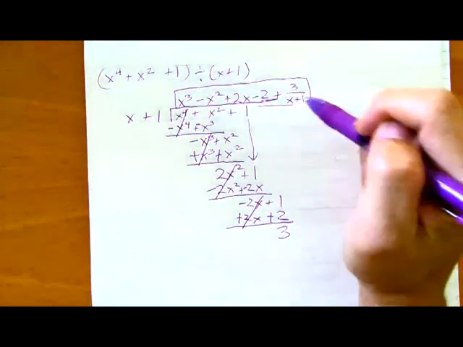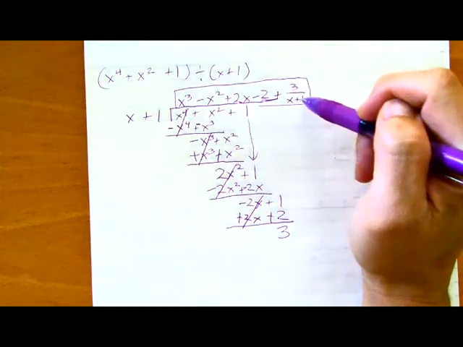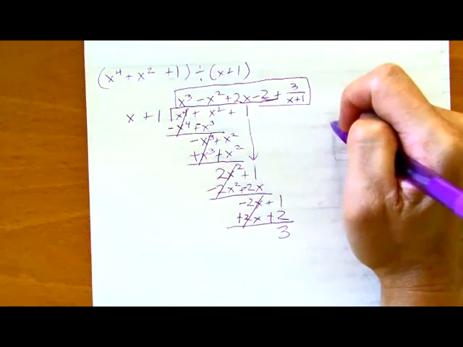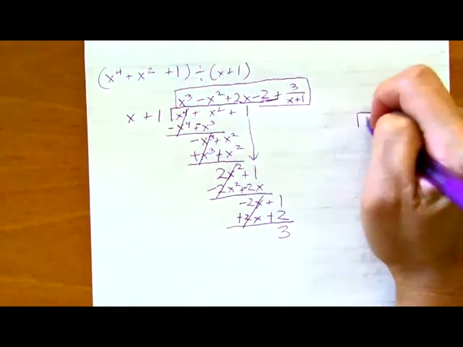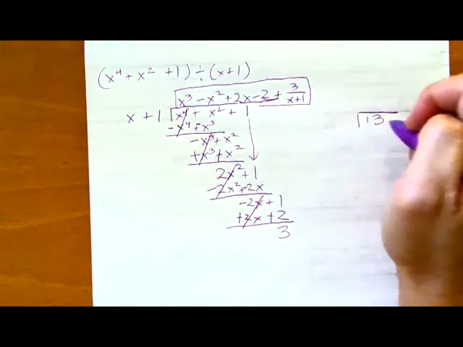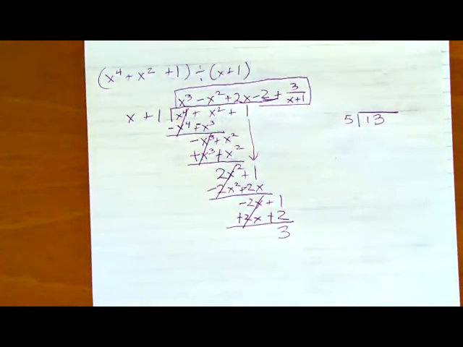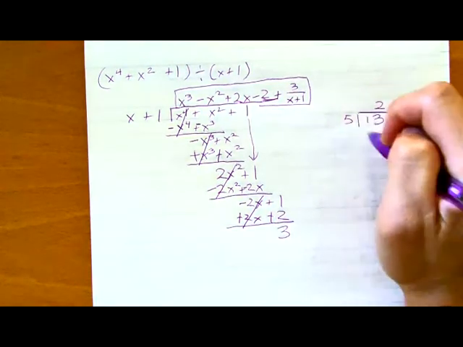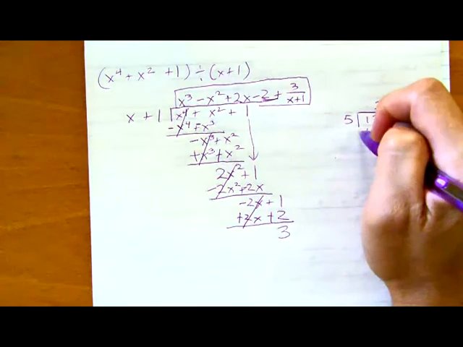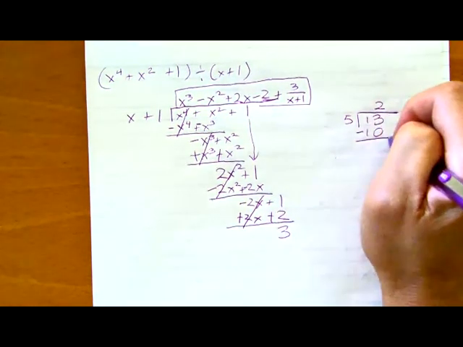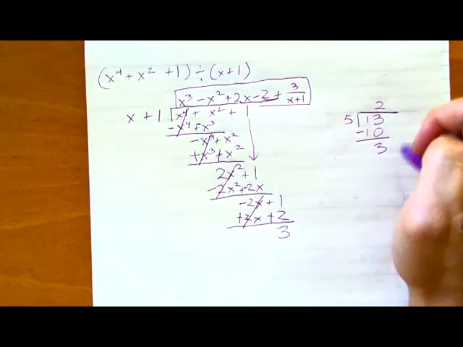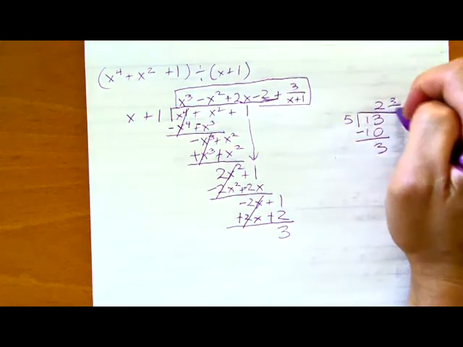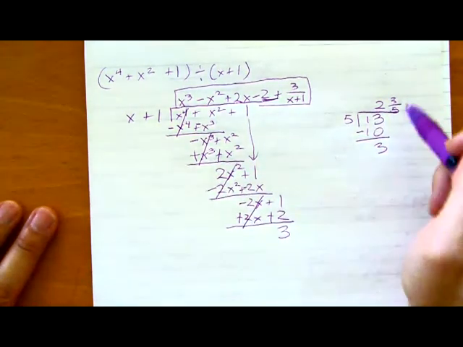Okay, now, if this part here was confusing, let's look at an example here. 13 divided by 5. Two times 5 is 10. We need to subtract. That means the signs change. That's a 3. There's nothing left to drop down. So 2 and 3/5. That would be our answer.